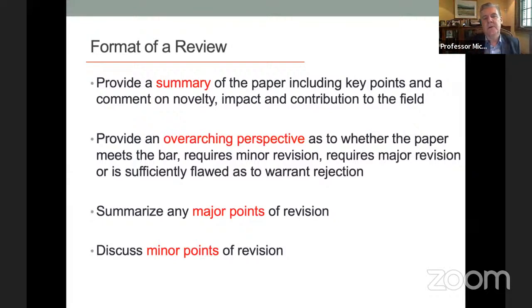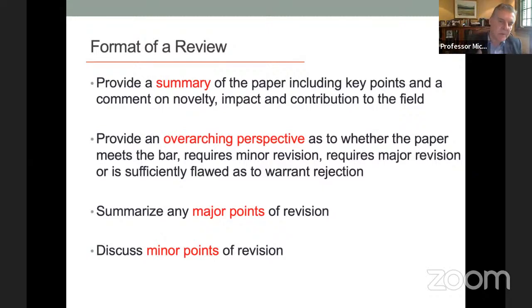Then the reviewer should provide an overarching perspective as to whether the paper meets the bar, or does it require minor revision or major revision, or is the paper sufficiently flawed as to warrant rejection? I think it's important that if you feel that an article is just not going to meet the bar, it's better to reject the article up front than to put the author through multiple rounds of revision, which I think does a disservice to the author as well. In addition, it does not reflect well on the journal. So if you think it's flawed, it's better just to reject up front. You should summarize any major points of revision.